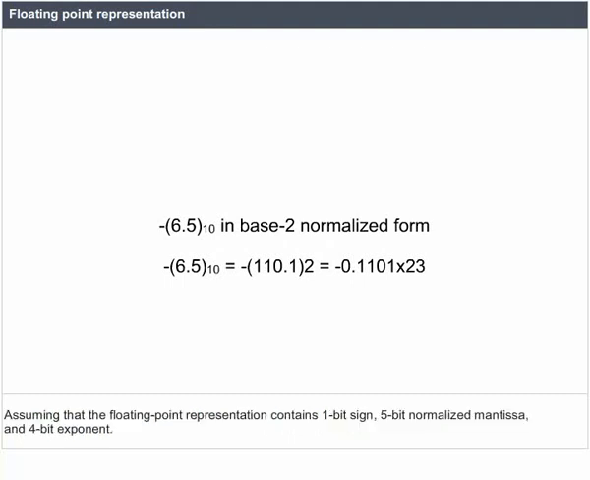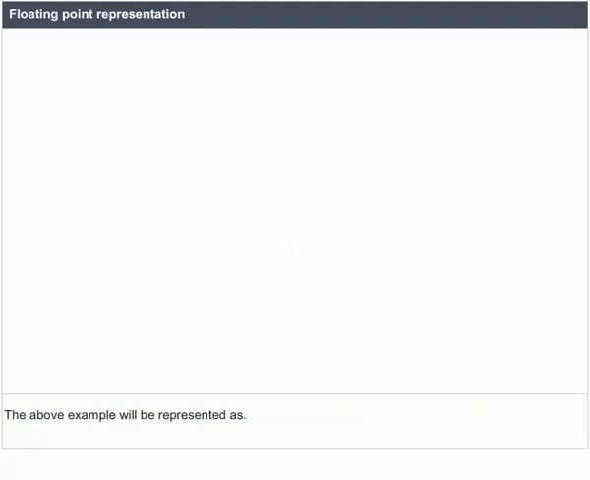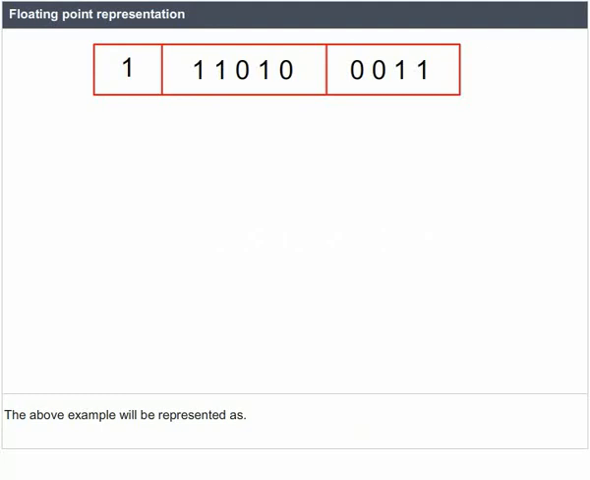Assuming that the floating point representation contains 1-bit sign, 5-bit normalized mantissa, and 4-bit exponent, the above example will be represented as 1, 11010, 0011. Example, express 0.1875 to the base 10 in base 2 normalized form.